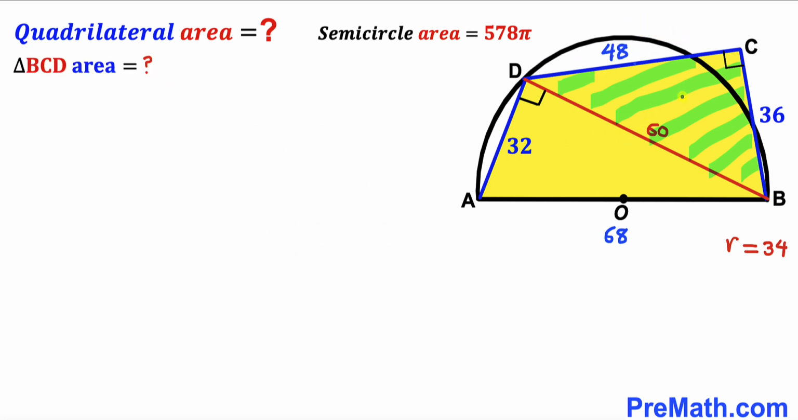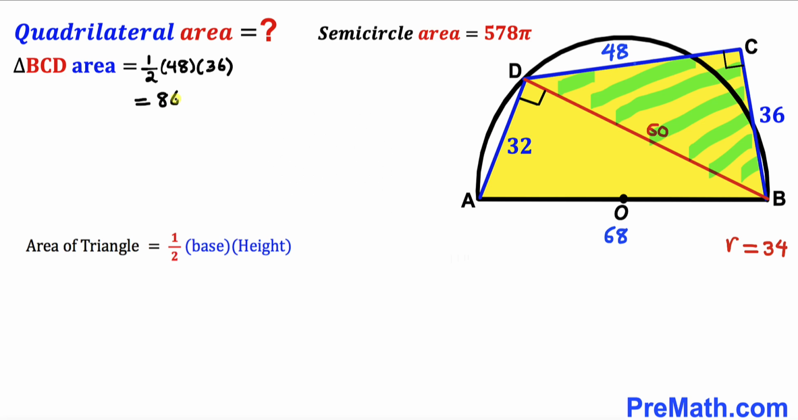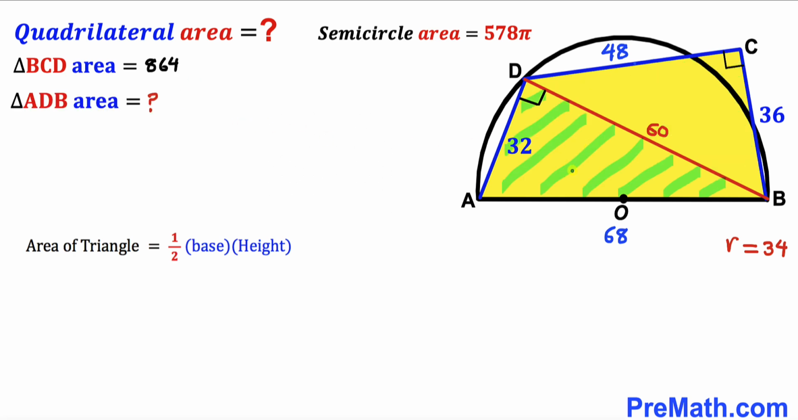Now let's focus once again on this triangle BCD. We are going to calculate the area of this triangle. Let's recall the area of a triangle formula: area equals a half times base times height. In our case, our base is 48 and our height is 36. So let's fill in the blanks in this formula: a half times 48 times 36. If we simplify, that turns out to be 864.